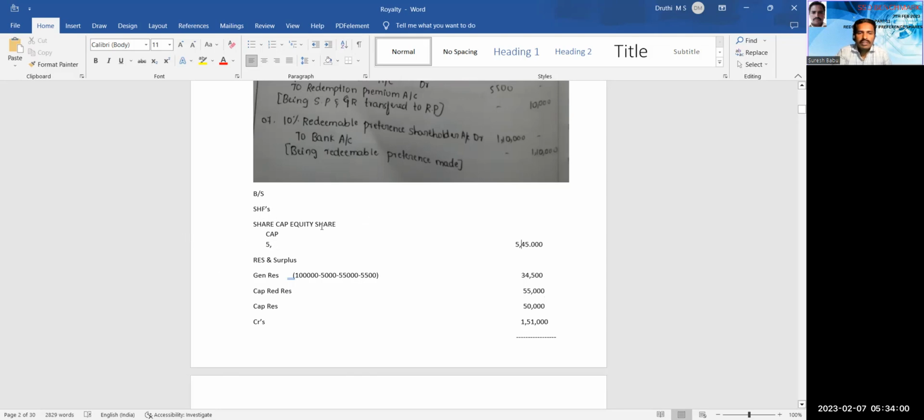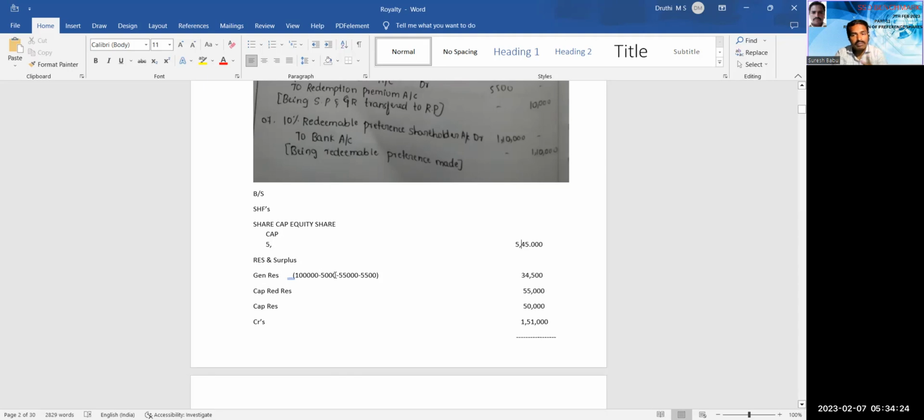So shareholders fund, share capital. How many shares are there? 54,500 shares. How come? In the balance sheet check, 50,000 shares were there. Additionally, 4,500 shares you have issued. Total 54,500 into 10 rupees, 5,45,000. Now, next heading, reserves and surplus. So reserves and surplus under general reserve. Okay, general reserve. How much did you have? 1 lakh rupees you had.